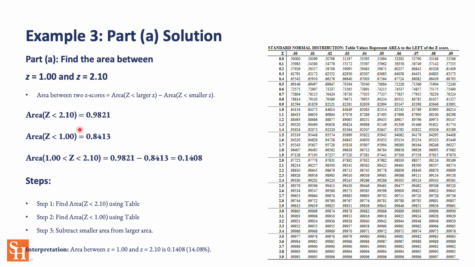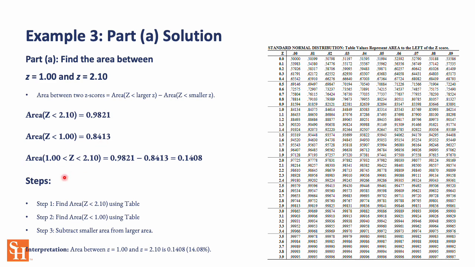And then we need to find the area that is to the left side of 1. Where is 1 here? 1 is here, right? Which is 0.84134, which is 0.8413 if we take up to 4 digits.